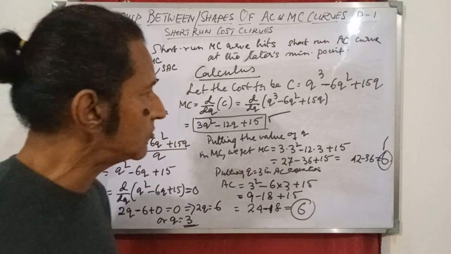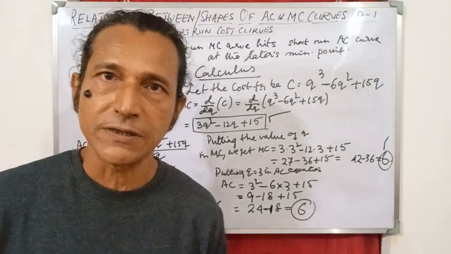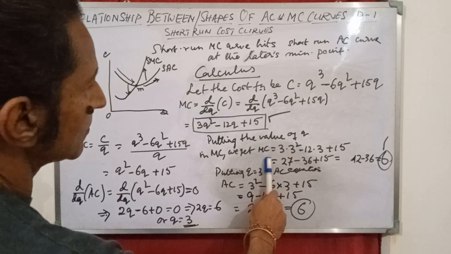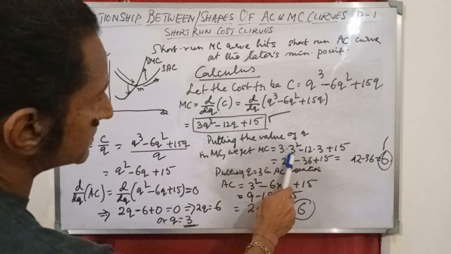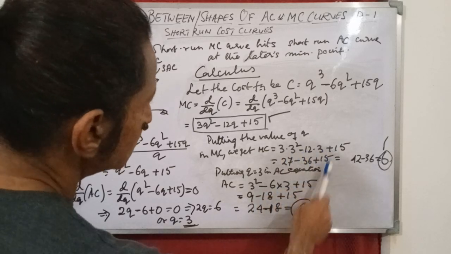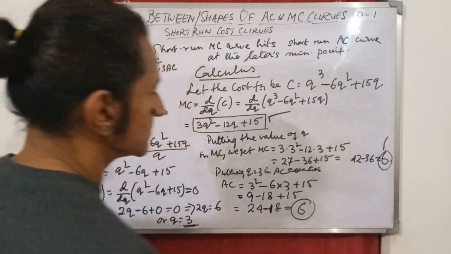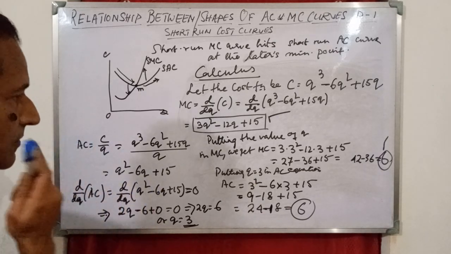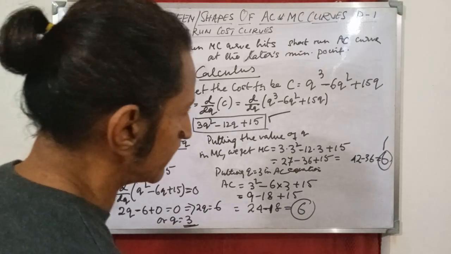Now I have put the value of q in marginal cost equation as well as in the average cost equation. Marginal cost is 3q square minus 12q plus 15. So 3 into 3 square minus 12 into 3 plus 15. So we get 6. This is the marginal cost. And here we have put the value of q in the average cost equation, that is q square minus 6q plus 15. And we have got 6 as the average cost.